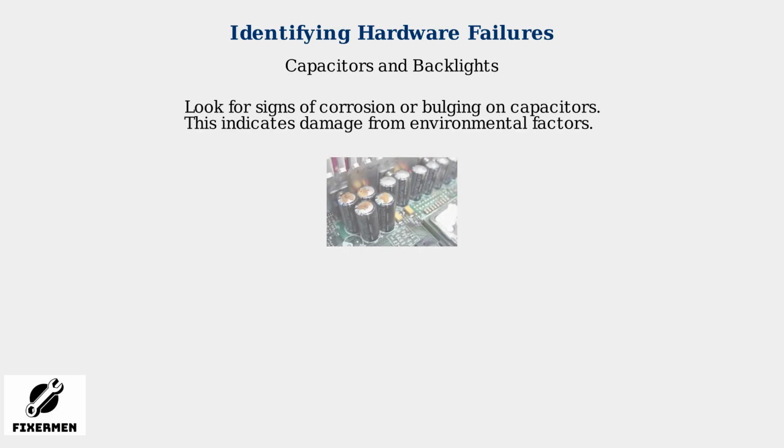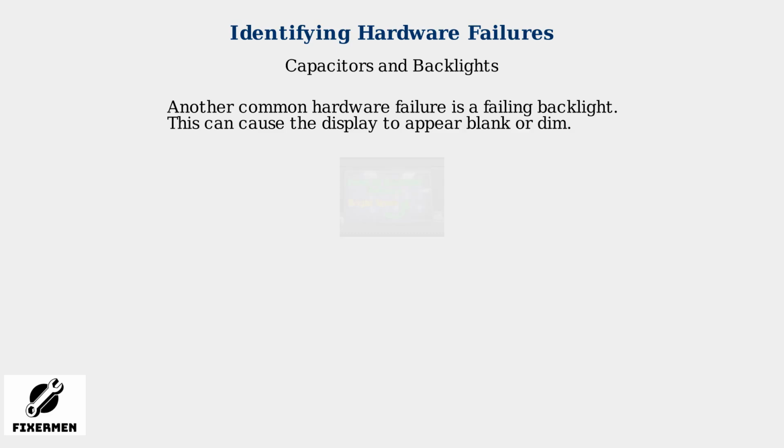Visually inspect the circuit board for signs of damage, such as corrosion or bulging capacitors. These are clear indicators of hardware failure caused by environmental factors like humidity. Another common hardware failure is a failing backlight. When the backlight fails, the display may appear blank or very dim, even though the unit is powered on.